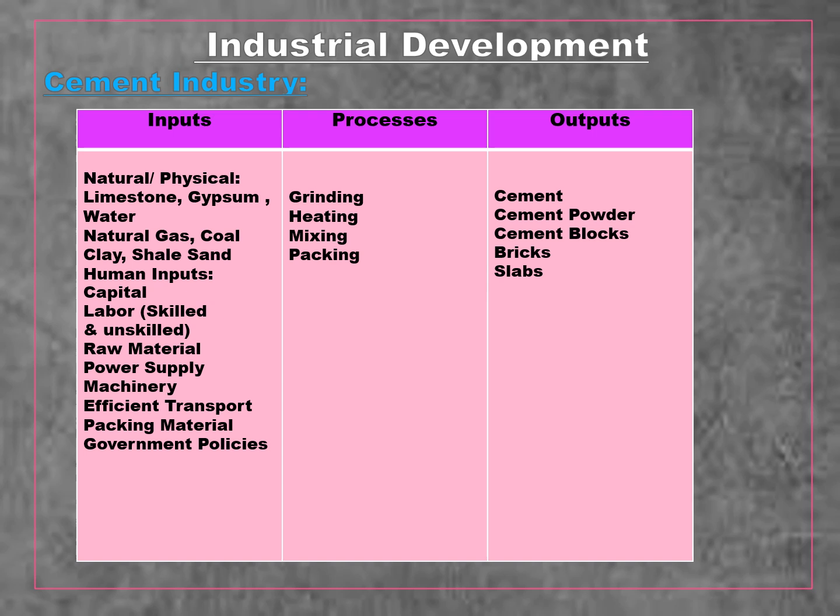If we talk about the processes of the cement industry, the inputs are almost the same, but natural gas, coal, clay, shale and sand are the different inputs. Then if we talk about the processes, they first grind all the raw materials, then they heat it, mix it with different materials and chemicals, and then they pack it. And the outputs are cement, cement powder, blocks, bricks and cement slabs.